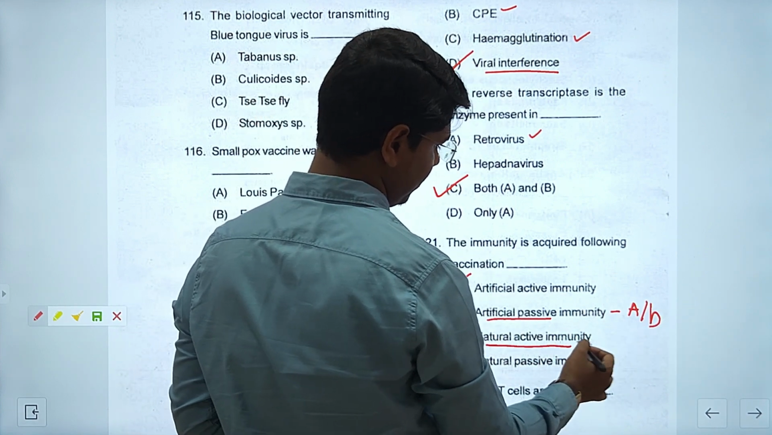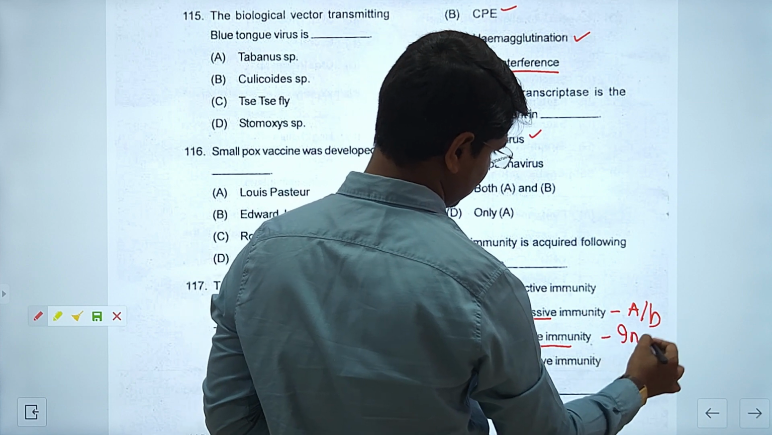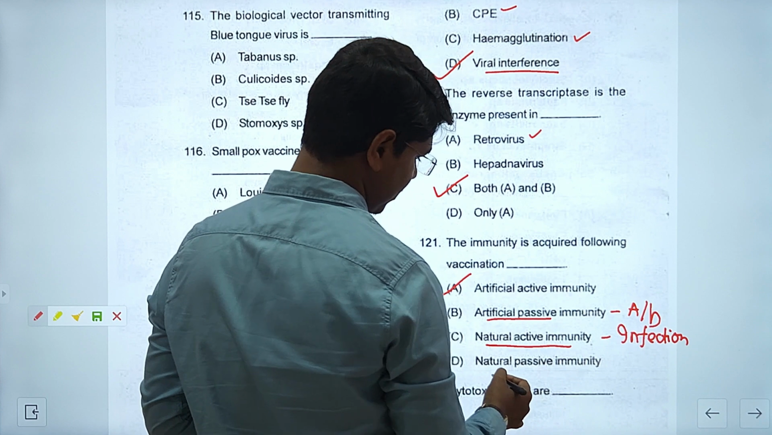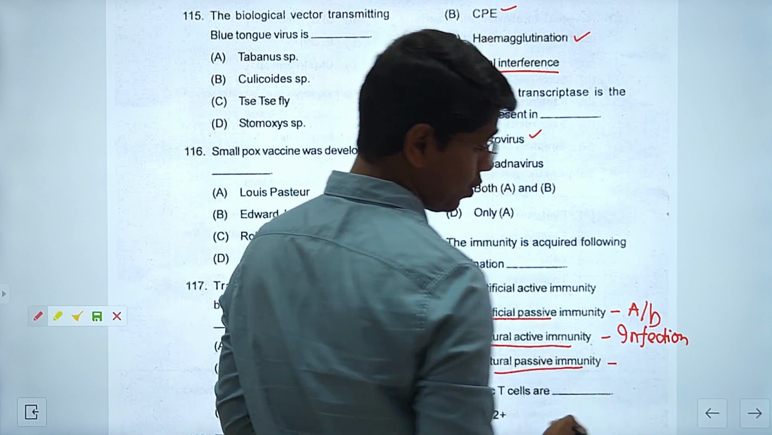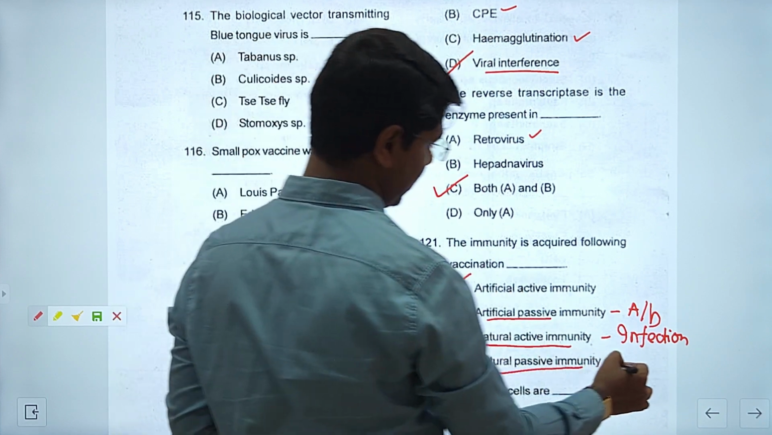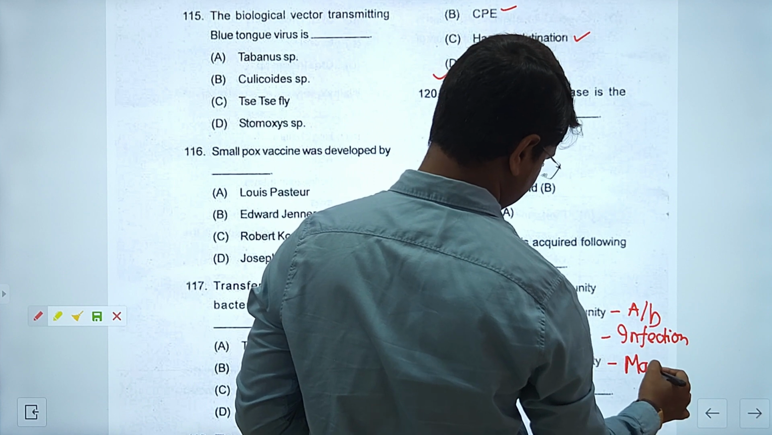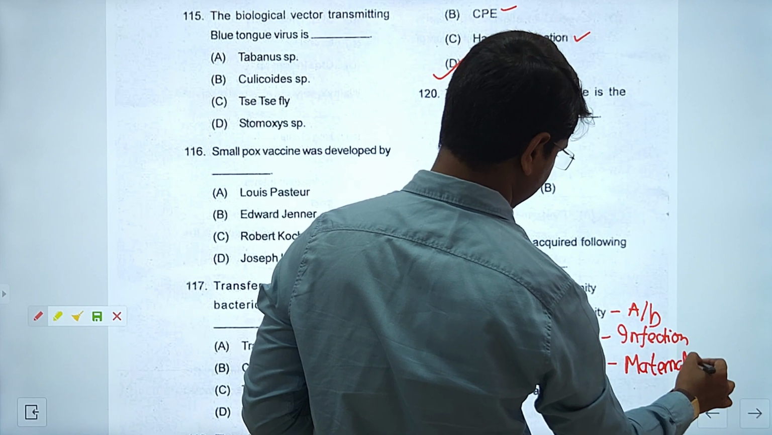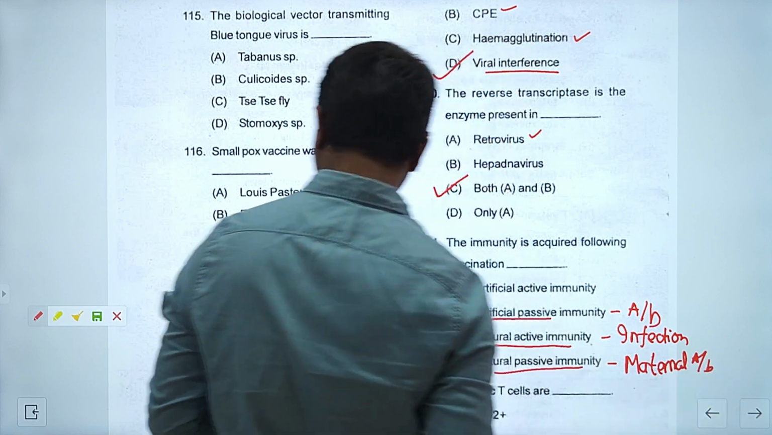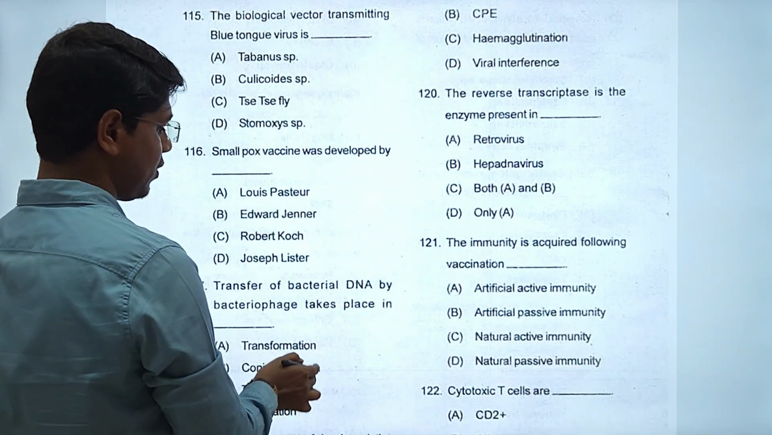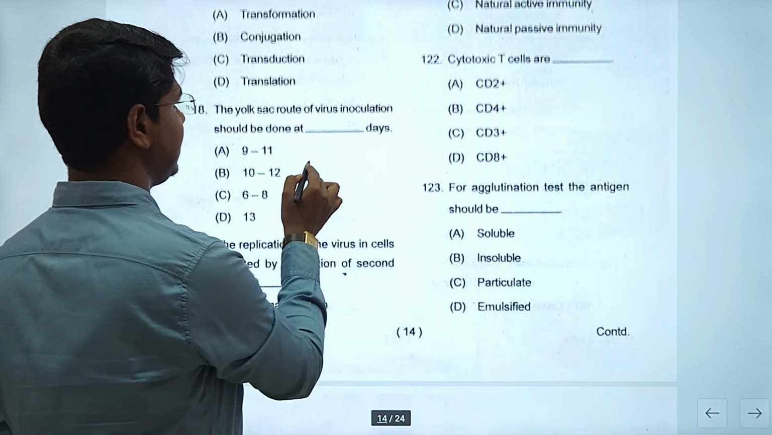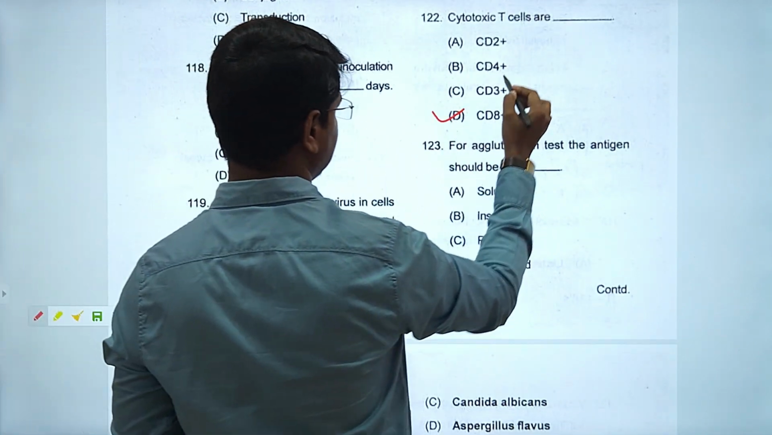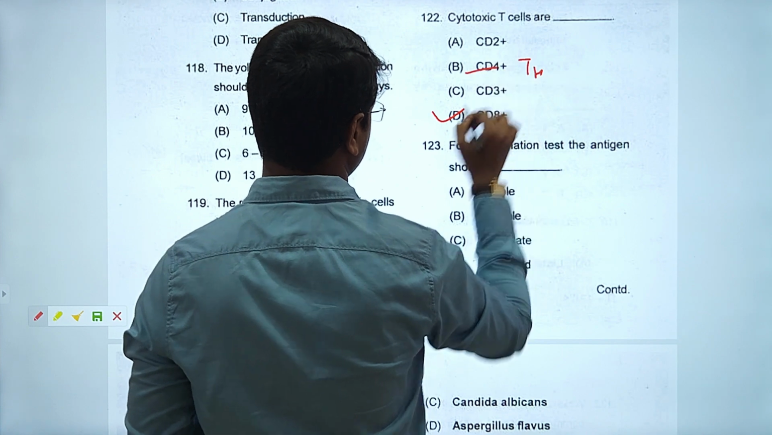Natural active immunity is by infection. When something is infected, then you get immunity. Natural passive is through colostrum, which contains maternal antibodies. Okay, that is natural passive immunity, maternal antibodies. Next question. Cytotoxic T cells are CD8. They contain CD8. The T helper contains CD4.